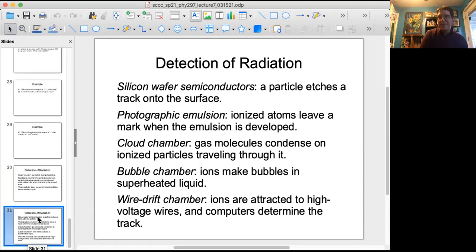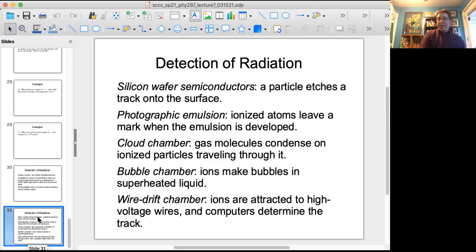There are more high-tech ways of doing it if you want to get more precise. So you have silicon wafer semiconductors. They're fragile enough that a passing particle will etch a track onto the surface. So you can not only infer that a particle was there, but you can say something about its path. And so it's useful in particle physics, for example, because once you have the path, you can say something about its momentum, at least its direction, and also how far it traveled before it decayed further. So you can get some information.